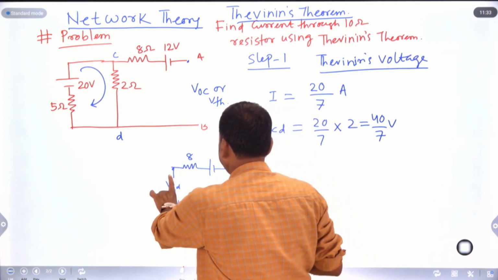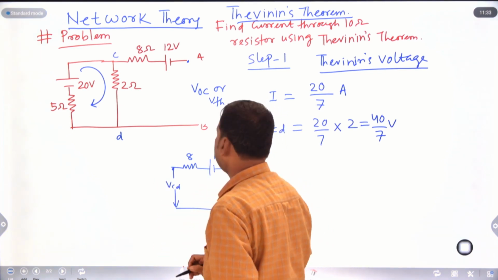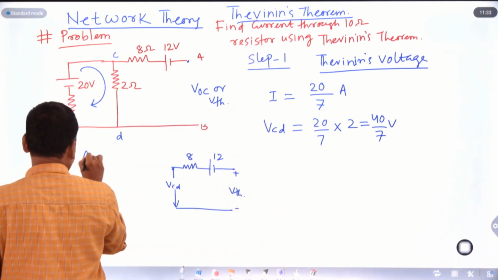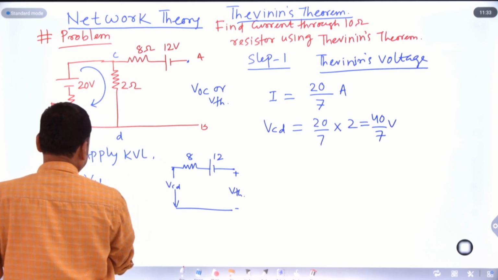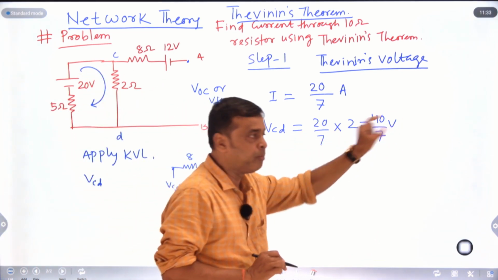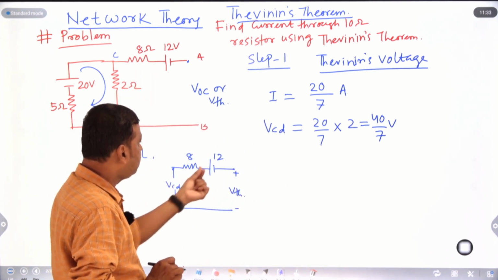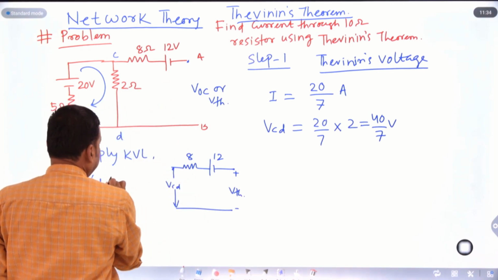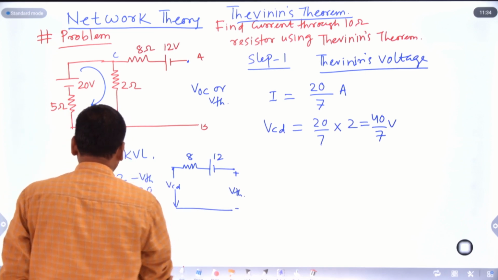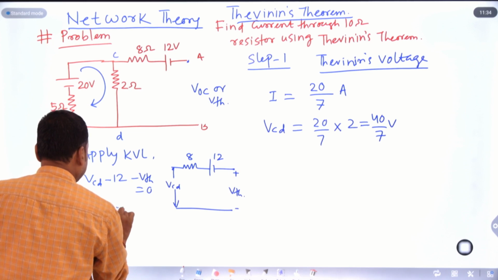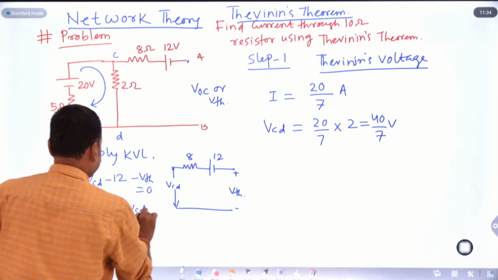If you apply KVL, Kirchhoff's voltage law, VCD, the potential across CD, equals 40 by 7 volt. There is no current flow through the 8 ohm resistor, so you have to consider this voltage source, that is 12 volt. VCD minus 12 minus VTH equals 0. Or VTH value is how much? VTH equals VCD, the potential across terminal CD, minus 12.